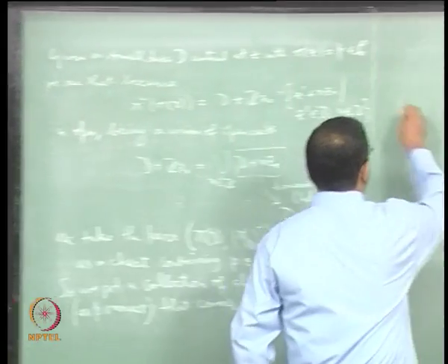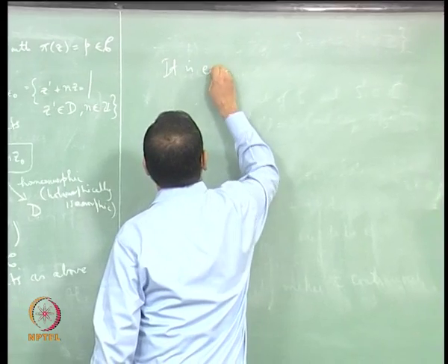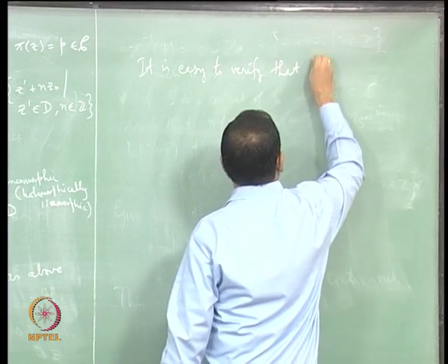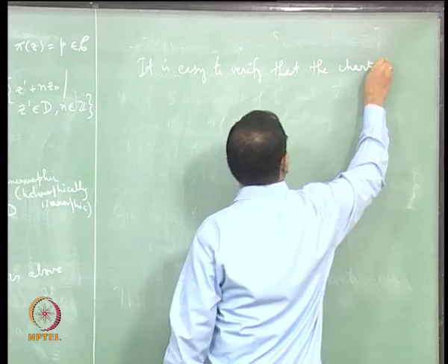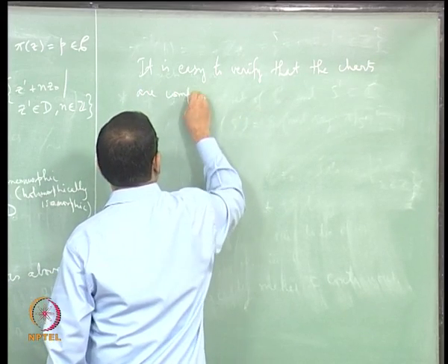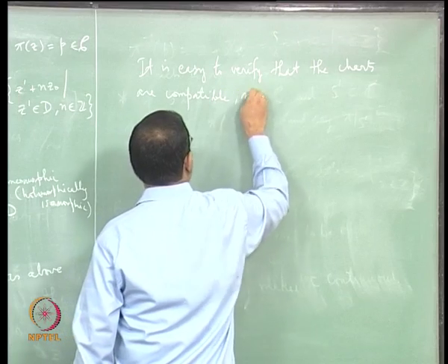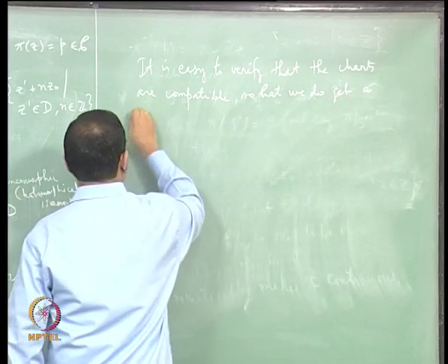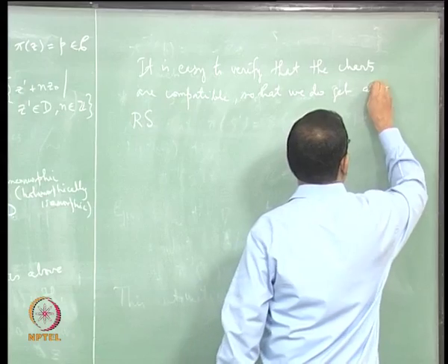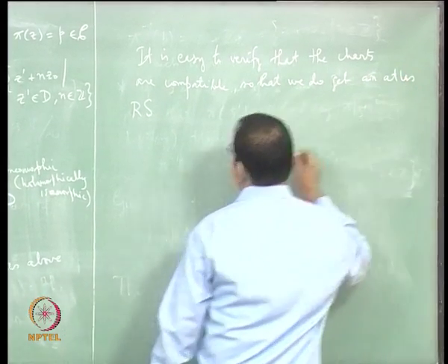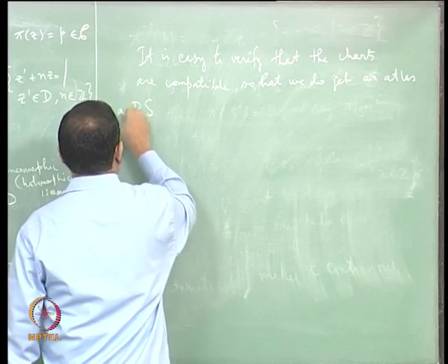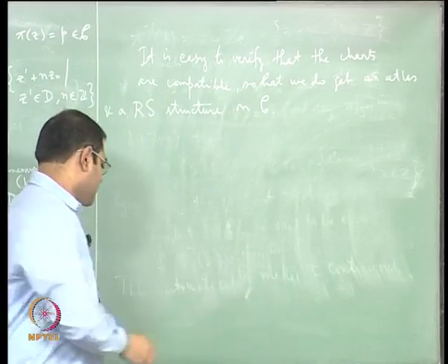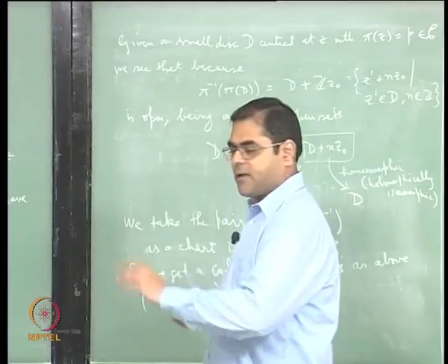So it is easy to verify that the charts are compatible, so that we do get an atlas and a Riemann surface structure on the cylinder. Okay, so let me do that a little bit in a diagrammatic way.